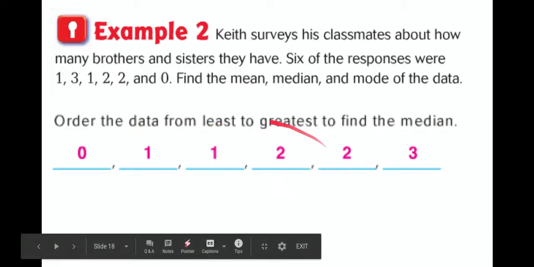So what do you think I have to do? What do you remember when you have an even number of values in your data set? Why don't you write down on your paper what you think you have to do, or at least think about it in your head?